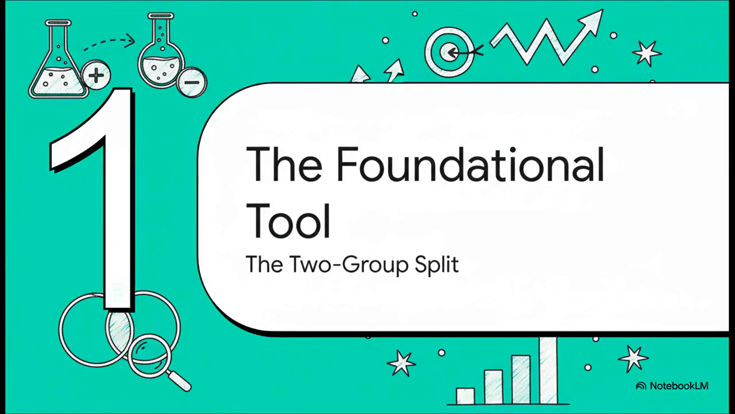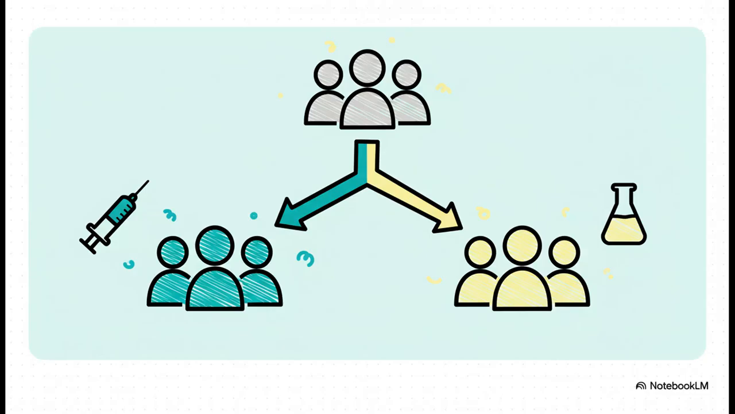All right, let's reach into our toolkit and pull out the first and, honestly, the most essential tool. It's the most basic, most direct way to make a comparison, the classic two-group split. This is the setup you've probably heard of. You've got your experimental group, they get the thing you're testing, let's call it the treatment. Then you have the control group, and they get, well, pretty much nothing. They're our baseline.